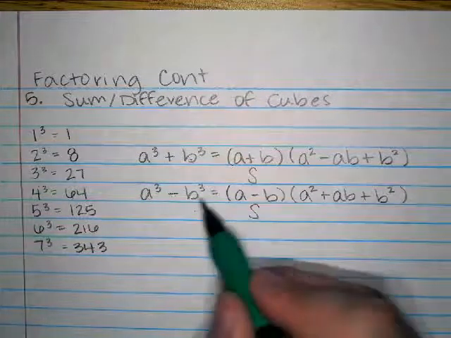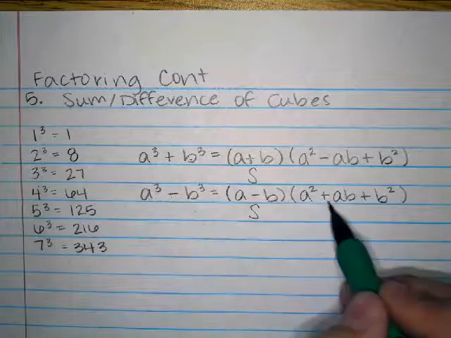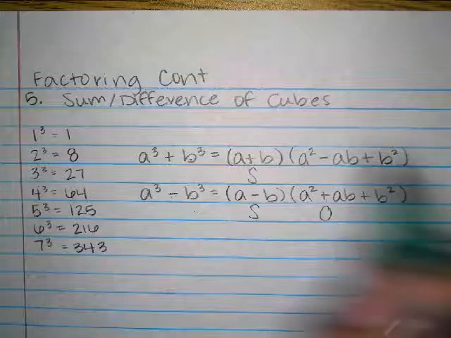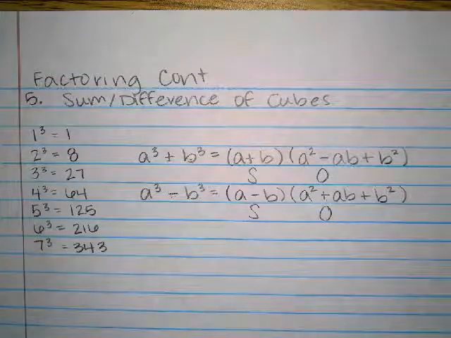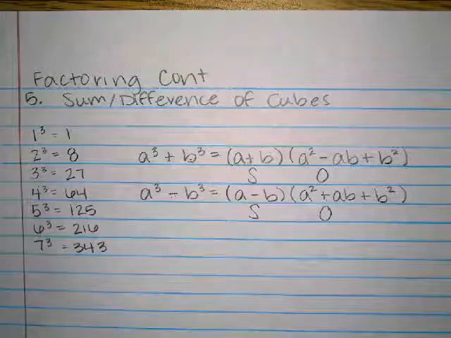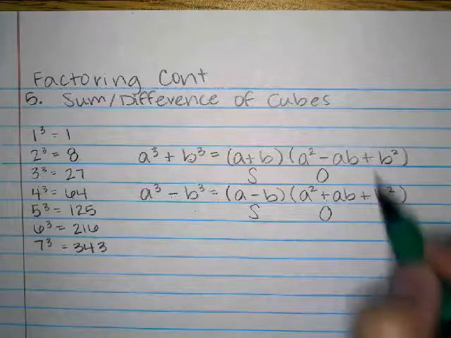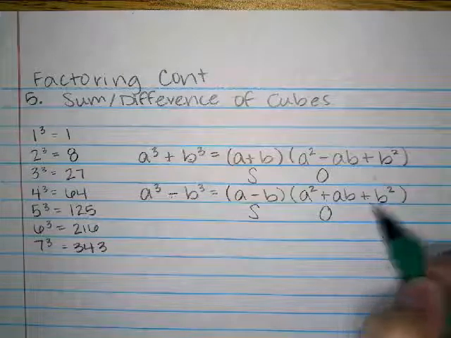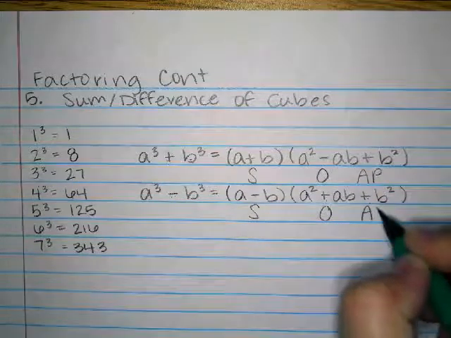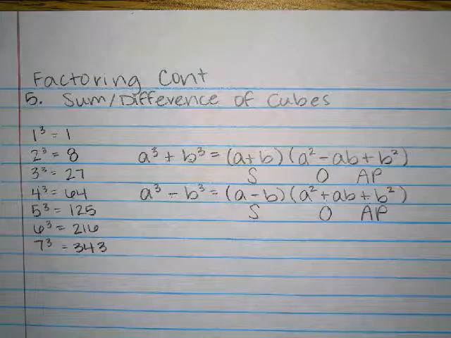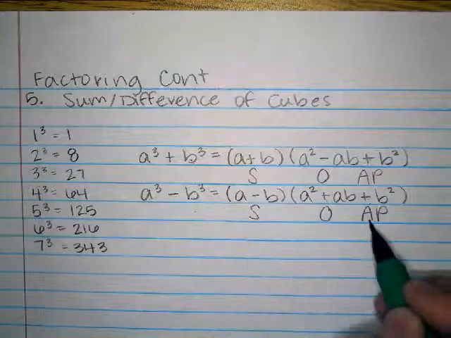The next sign is the opposite. If this is a minus, then it's going to be a plus. If this is a plus, then it's going to be a minus. The last sign, you can see, no matter what, is always going to be positive. So we're going to write AP. So that's where the acronym SOAP comes from. Same sign, opposite sign, always positive.